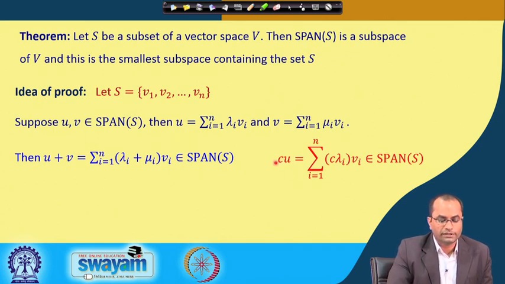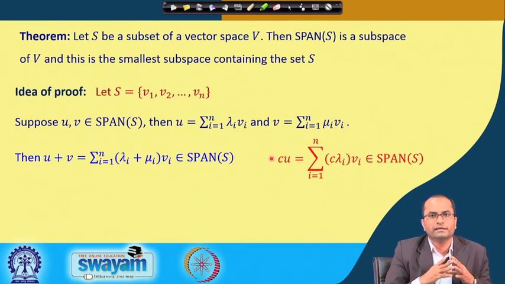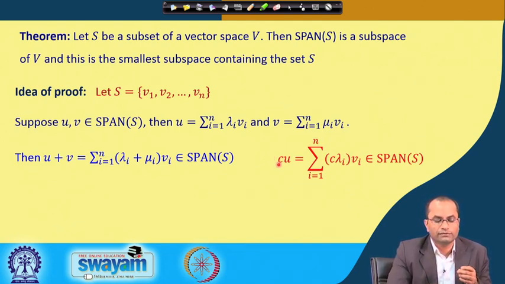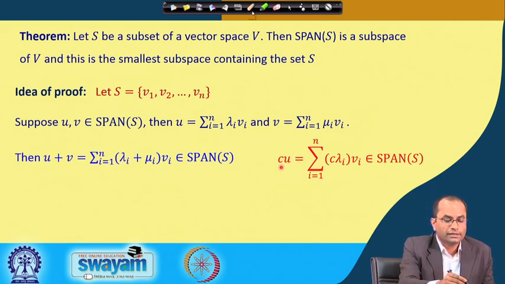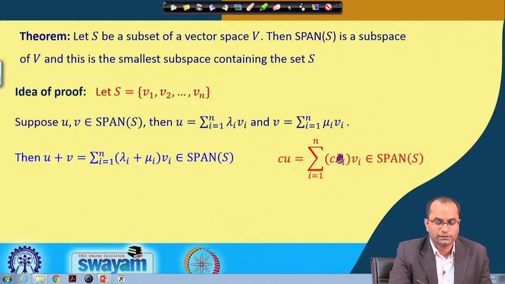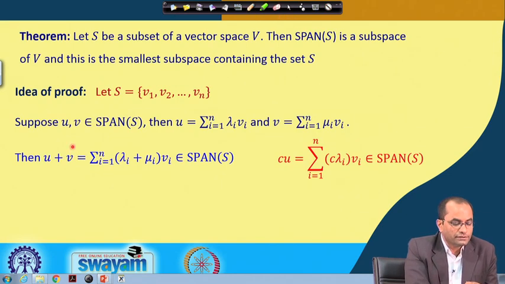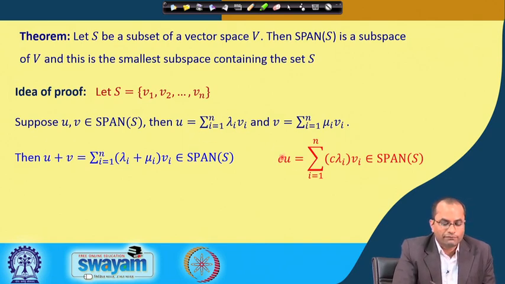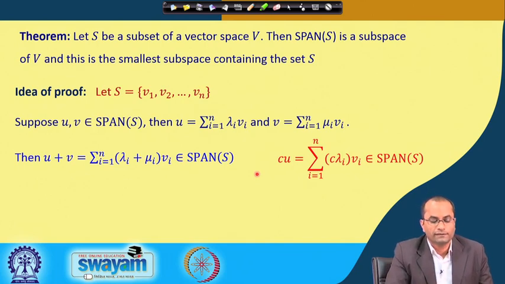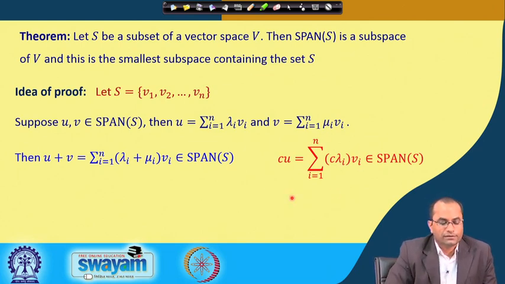And another closure property we check is when we multiply by any scalar, like here we have taken c as a scalar. So, if we multiply this c to this vector u, then what will we get? Because u is a linear combination, which we have already written as the sum of lambda i vi, when we multiply by a scalar c, what will happen? We get c lambda i into vi. So, when we have multiplied this scalar c to lambda i, that is another real number, and this is another linear combination of the vi.